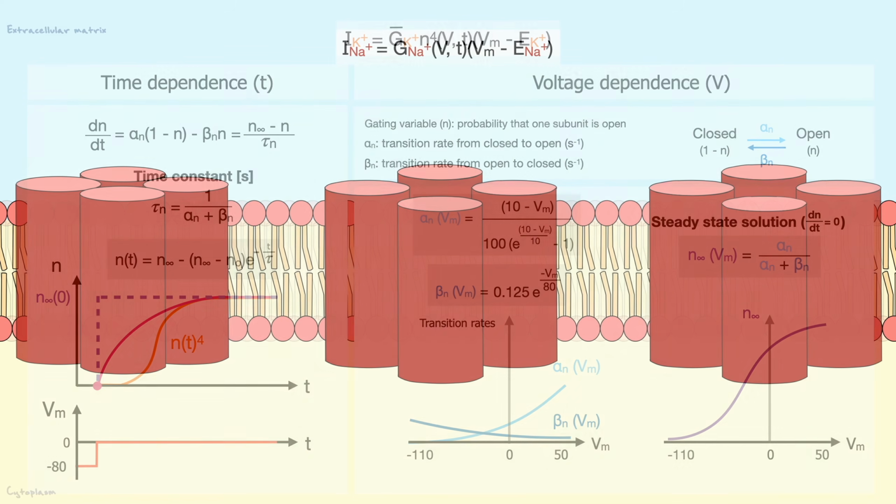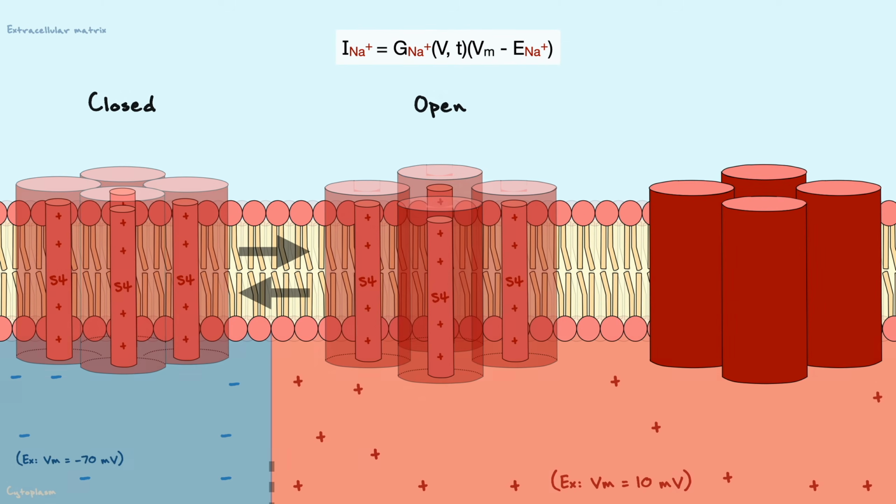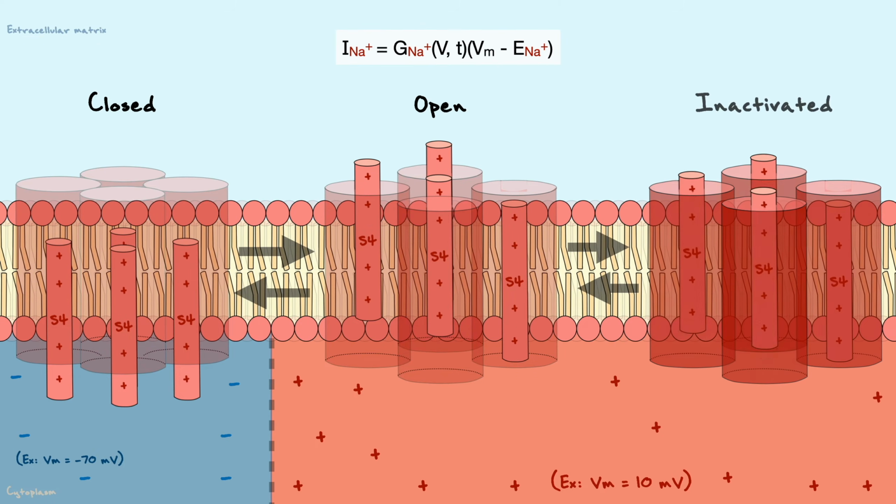Like we did for the potassium channels, let me first start by explaining the molecular details, and then we will jump into the mathematical model. Alright, so just like voltage-gated potassium channels, sodium channels can either be closed or open. Voltage-gated sodium channels, however, have a third functional state in which they inactivate.